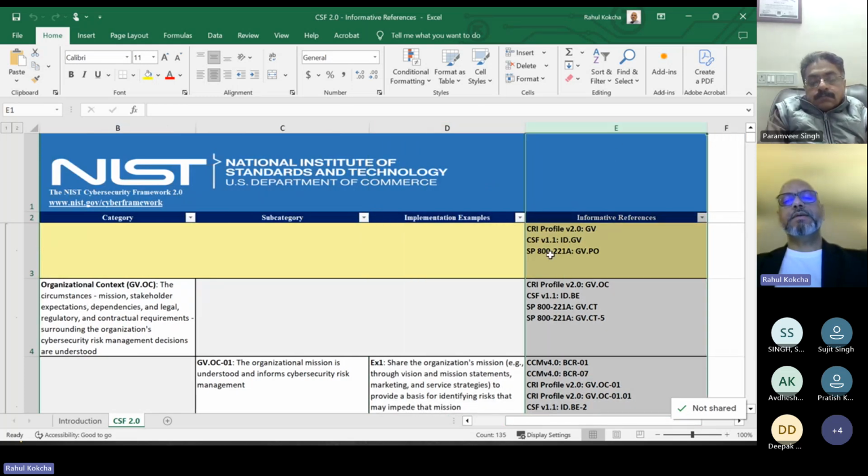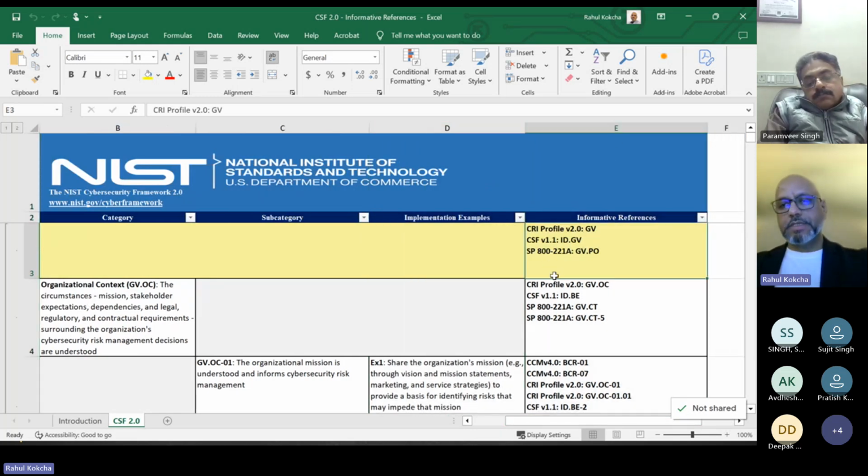The CRI is the Cyber Risk Institute. CSF 1.1 means the previous version of the CSF standard. Currently we are on CSF 2.0. And then this is the SP 800, which is again a special publication from NIST itself. So how it aligns with the requirements given in other standards, other frameworks, they have given references here.